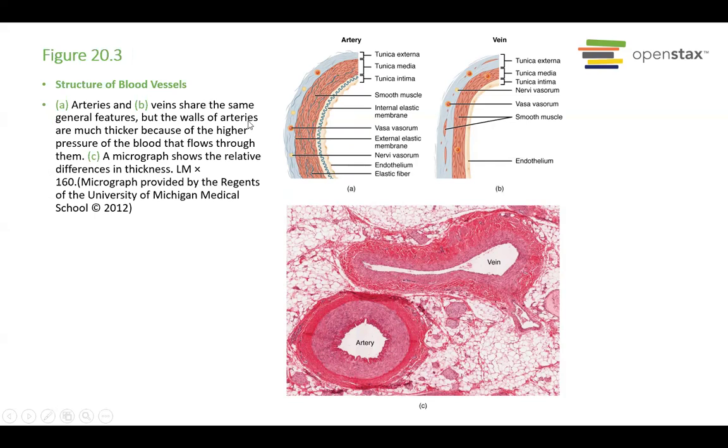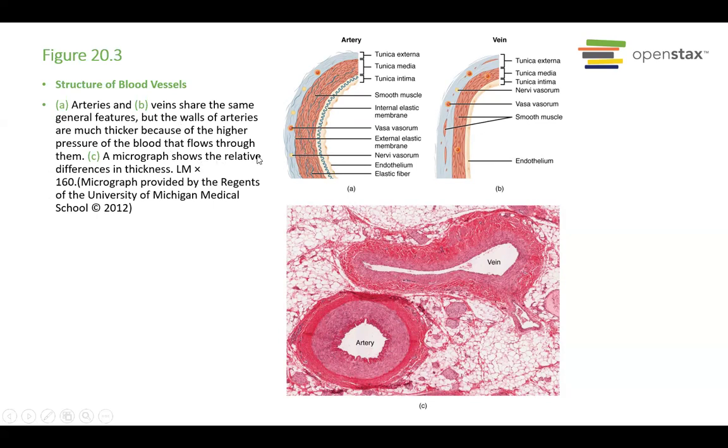Structure of the blood vessels. Arteries and veins share the same general features, but the walls of the arteries are much thicker because of the higher pressure. Because the heart pumps through your left ventricle, all of the pressure is going to generate and accumulate in the aorta.